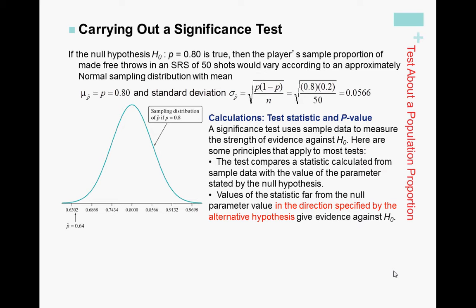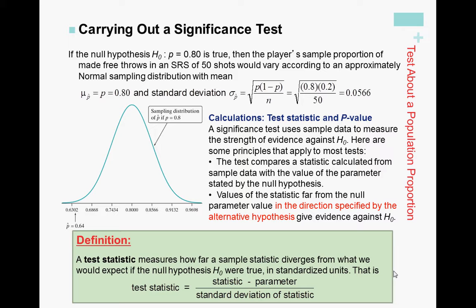So the direction specified by the alternative hypothesis matters. It's only going to be cases in our example where the sample proportion is less than the null hypothesis value that add evidence against the null hypothesis. So make sure you do pay attention to what direction we're going.